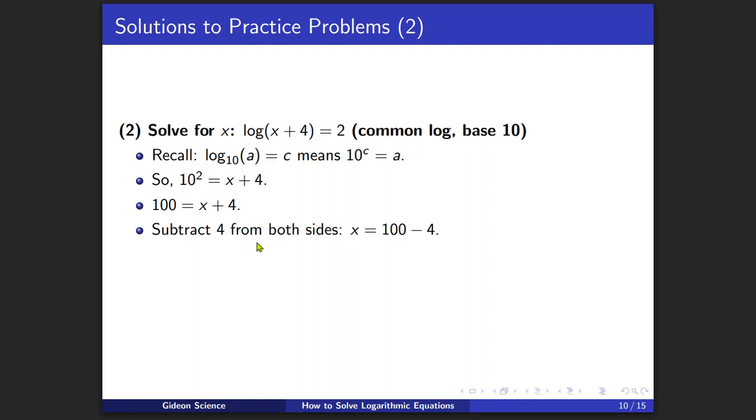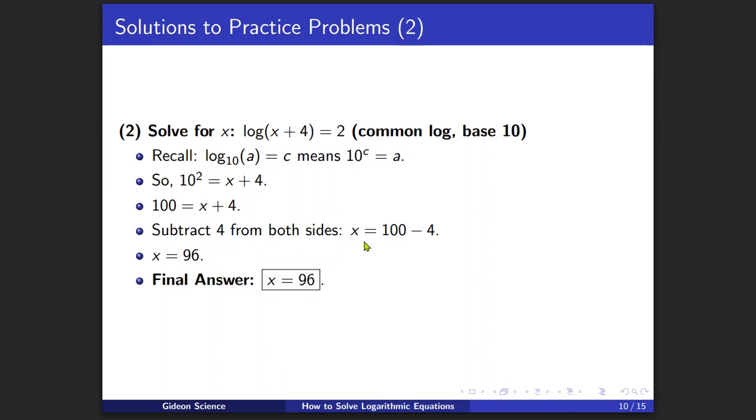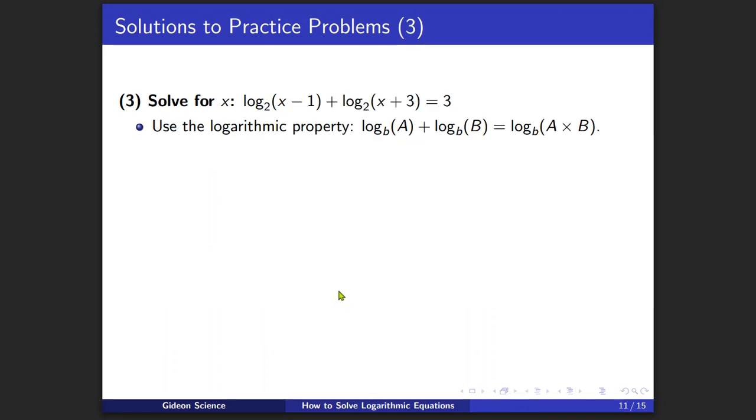So you subtract 4 from both sides. You want to make x the subject of the formula. So we have this. Therefore, x equals 96. The final answer is x equals 96.